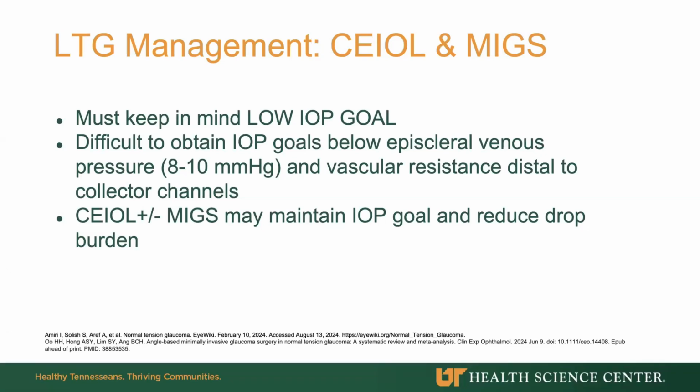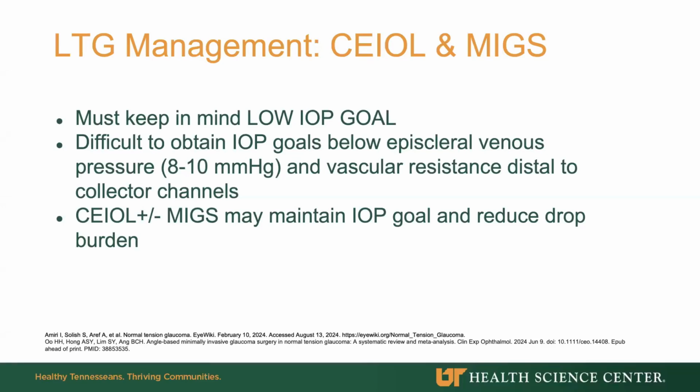They've already come in, their baseline pressure is normal or low, and then you're trying to lower it 30%. So many of these patients need sub 12, sub 10 pressure goals. And so it's actually difficult to obtain these pressure goals below what we know to be episcleral venous pressure, which is approximately 8 to 10 millimeters of mercury, and due to also the vascular resistance distal to collector channels.